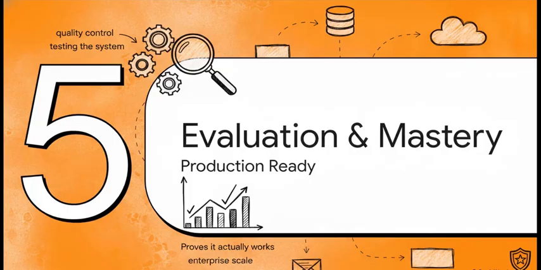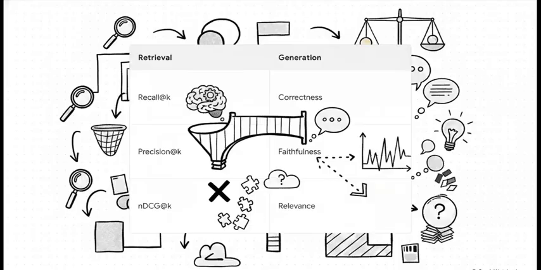That brings us to our final section, number 5, evaluation and production mastery. A mature engineering team measures retrieval and generation entirely separately. Take a close look at the difference between answer relevance and faithfulness here. An answer can be totally relevant to what the user asked, but completely unfaithful to the source documents, which basically means it just hallucinated a really good-sounding answer.